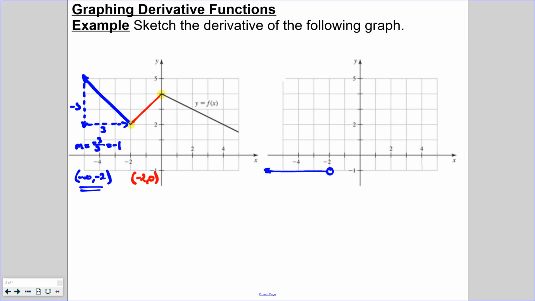This piece is also linear, so we can go ahead and use rise over run. And we are going to go up 2 and over 2, which means our slope is going to be 2 over 2, or +1. So on our derivative graph, for all the x values in between -2 and 0, our slope, or our output, is going to be 1. And again, our derivative does not exist at x equals -2 or x equals 0 because of those corners.